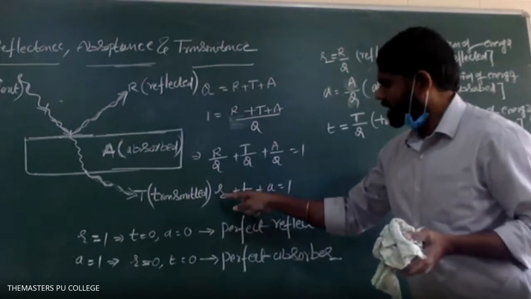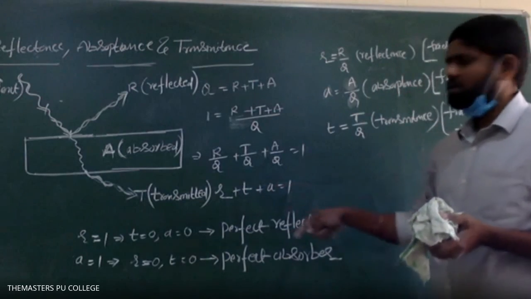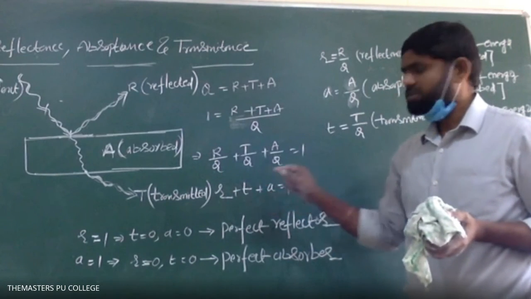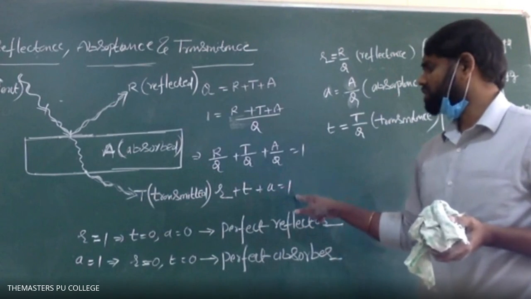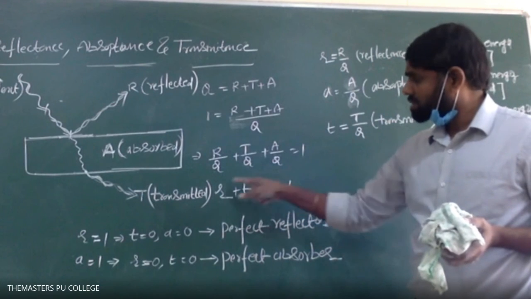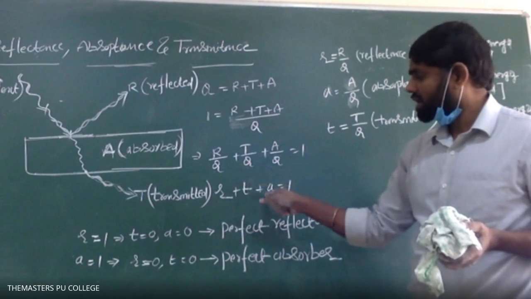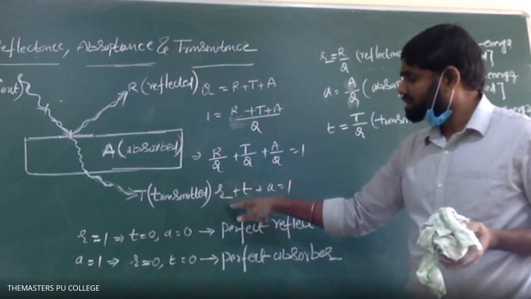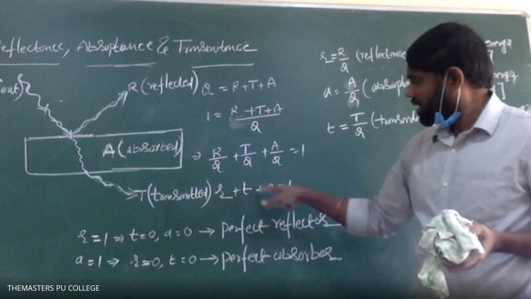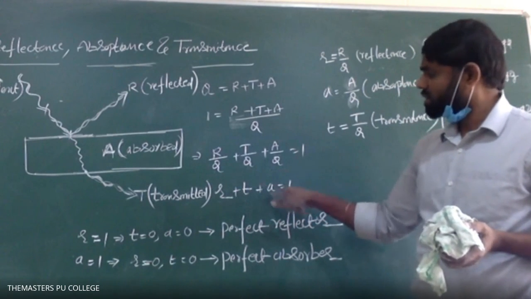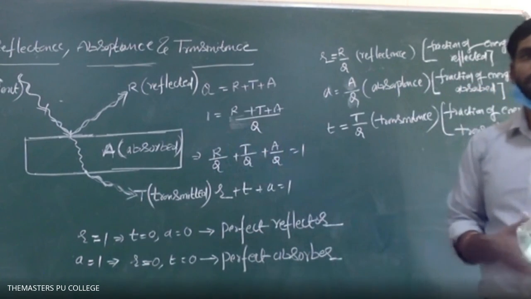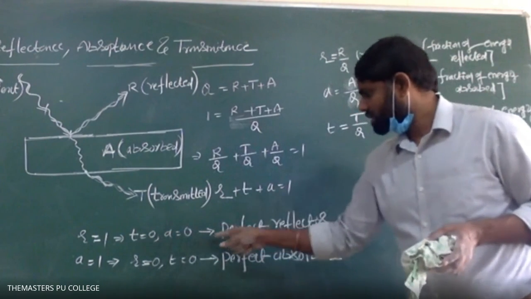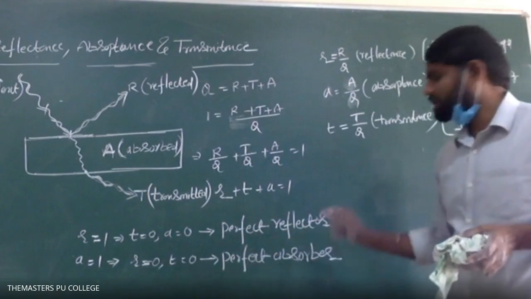On any body, R plus T plus A must be equal to 1. So if A equals 1, keeping the sum constant, the remaining terms must be 0. That is called a perfect absorber. If T equals 1, the remaining R and A are 0. That is called a perfect transmitter. If R equals 1, T and A are 0. That is called a perfect reflector.